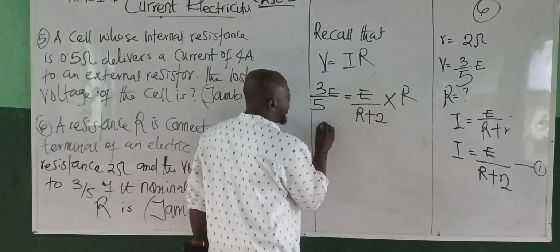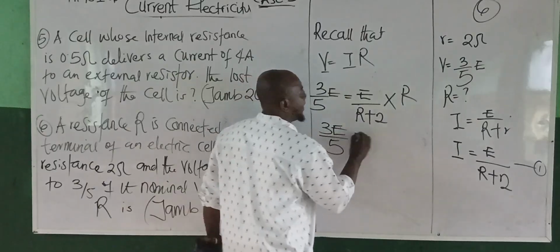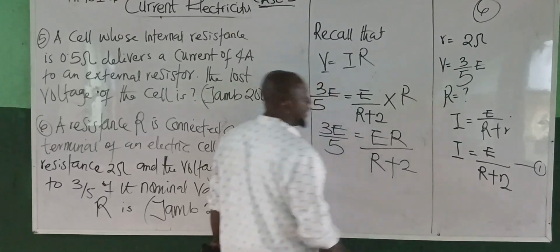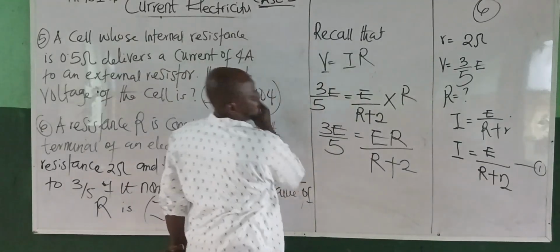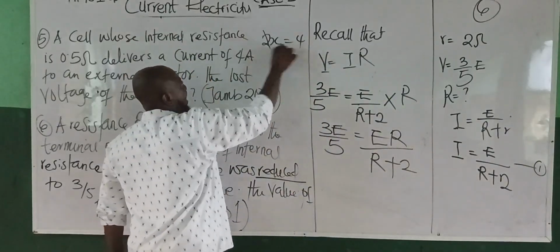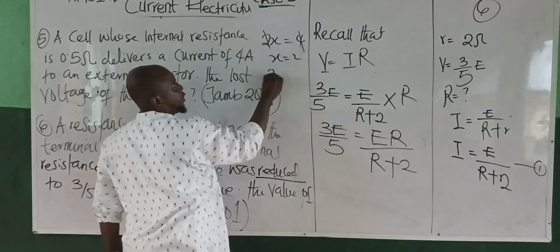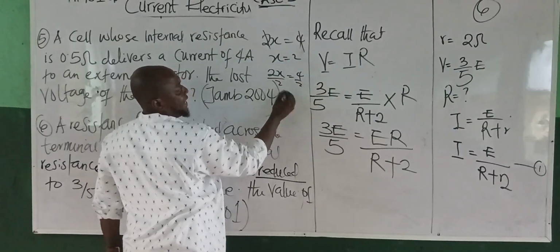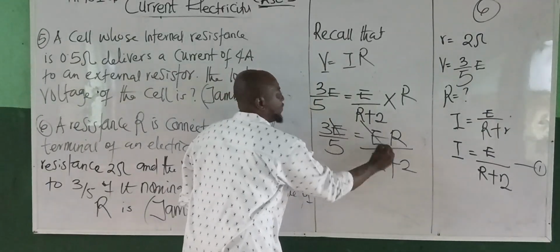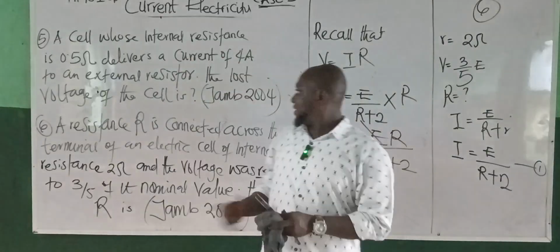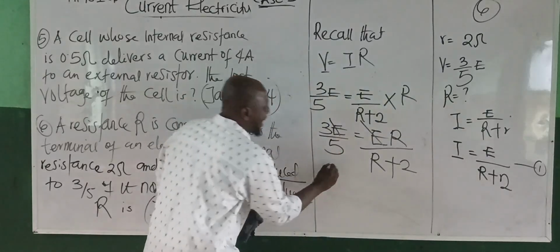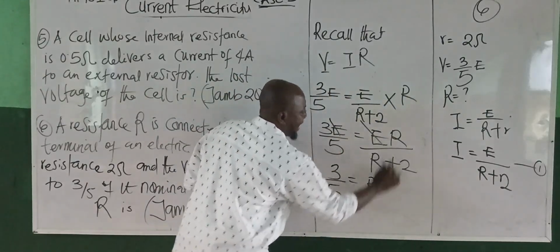From this point, what can we notice? We notice that this will give us 5 on the left, and E R all over R plus 2. In mathematics, if I have 2x equals 4, I can divide so that x is 2. It's the same thing as when you divide both sides by 2. This is exactly what we are doing here. From here, the E can cancel E, because we are not given the electromotive force, so in order not to waste our time, eliminate it. Since we have eliminated it, we now have that 3 over 5 equals R over R plus 2.